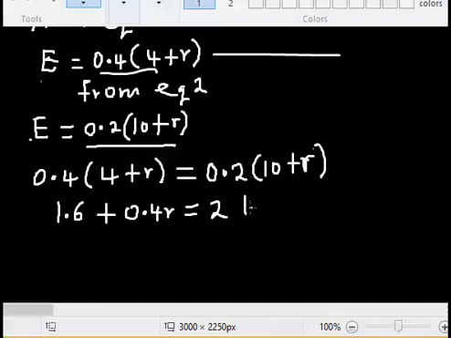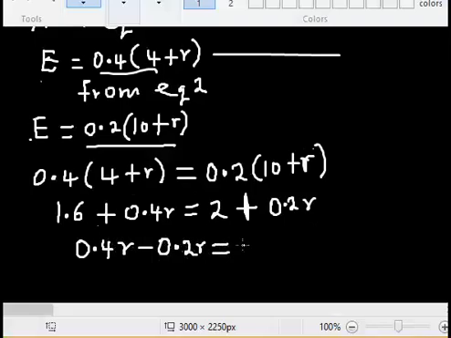Hope I'm not mistaken. Then of course here I have 0.2R. So collecting like terms, now I'm gonna have 0.4R minus 0.2R is equal to 2 minus 1.6. So when you subtract this, I'm gonna have 0.2R is equal to 2 minus 1.6, which should give me 0.4.